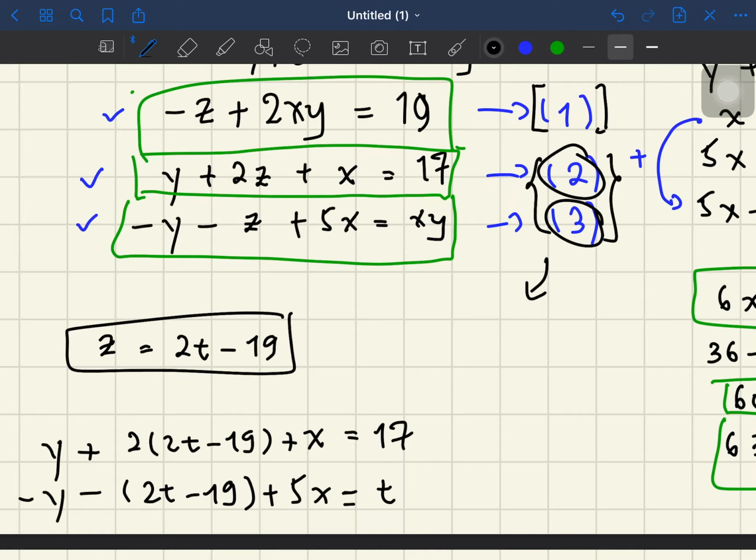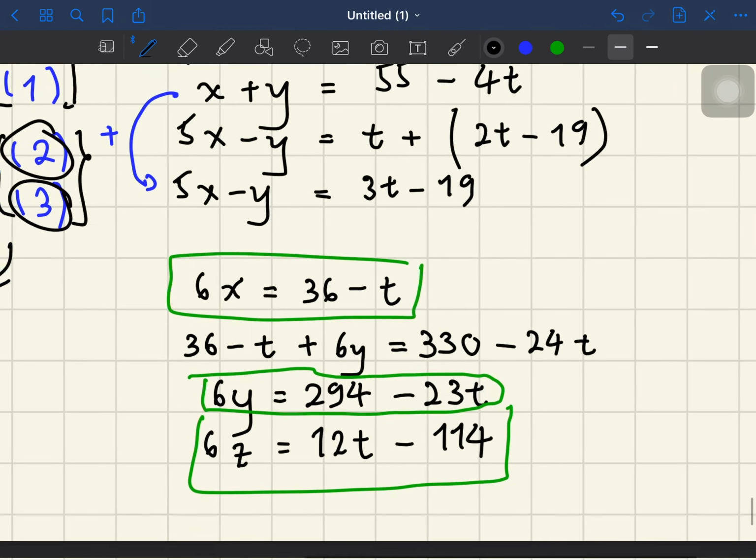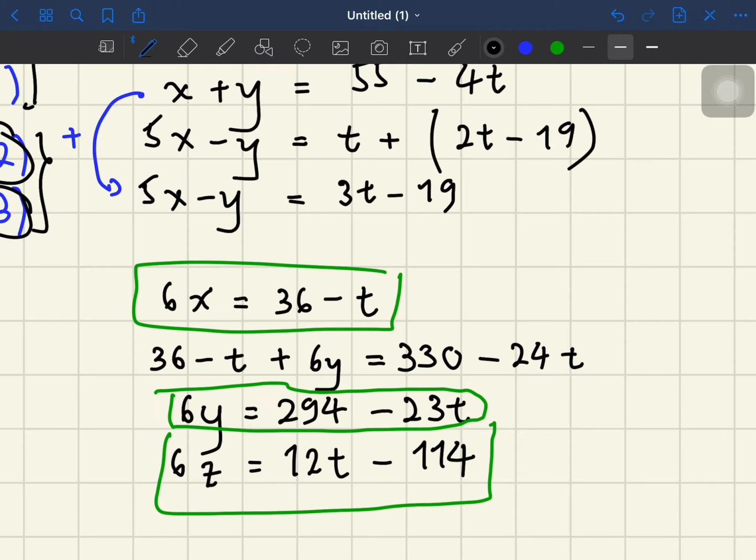And you can use any method like substitution or elimination. Well, in this case, I will suggest you use elimination. And I achieved these three primary results, and I have multiplied each of them by 6.